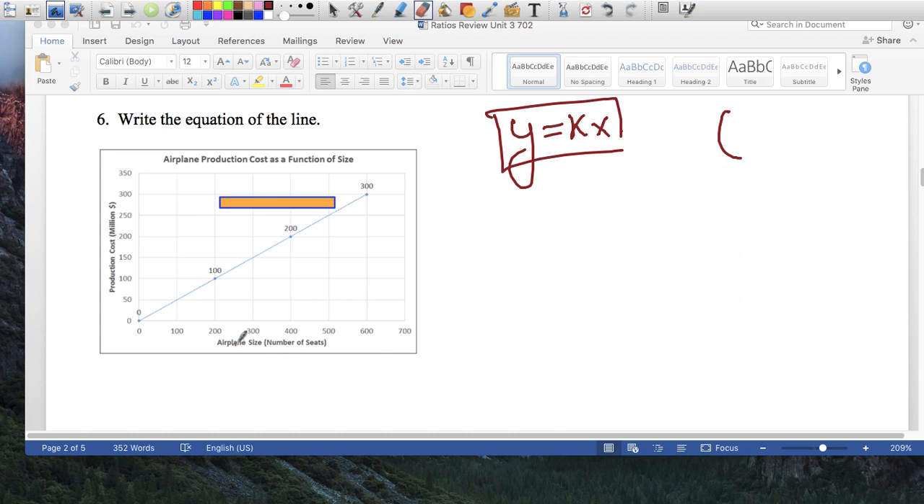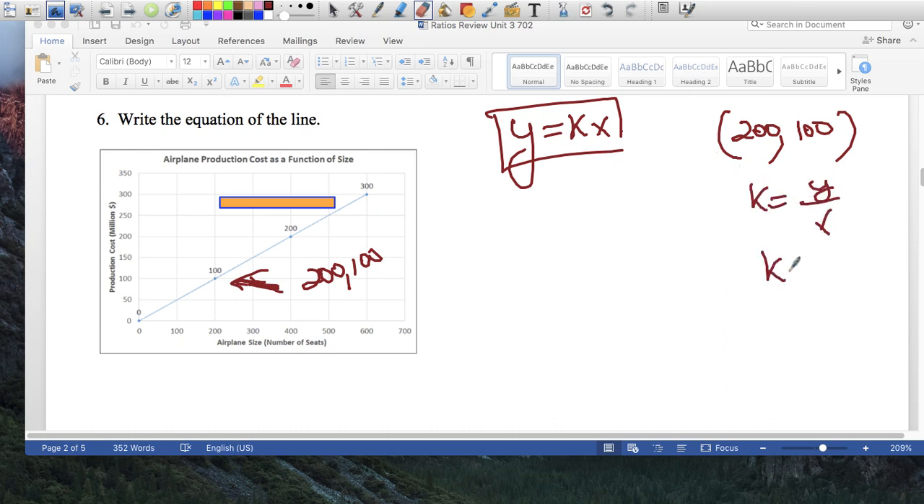So the x value, let me pick 200, and the y value is going to be 100. So that's this point right here. This point right here is 200 and 100. If I were to do y equals kx, or k equals y over x, k would be 100 over 200, which is 0.5. Right?